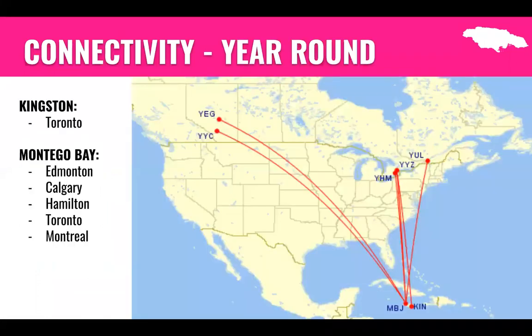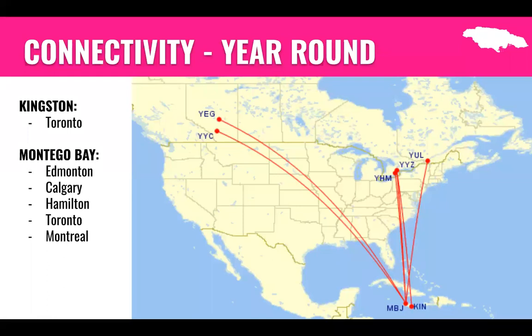So let's take a look at our connectivity for year-round options. Year-round, we have connections between Jamaica and Calgary, Edmonton, Hamilton, Toronto, and Montreal, which are all major points, which offers both the Eastern and Western Canadian hub for connections to Jamaica.